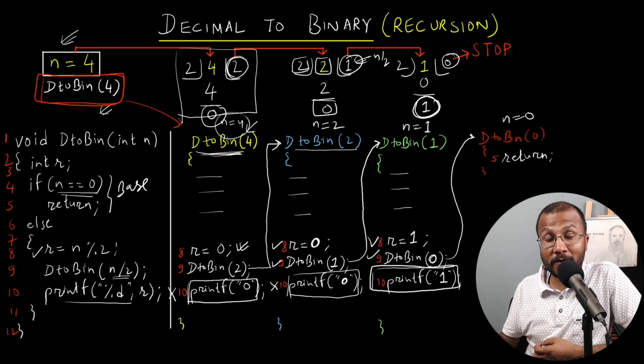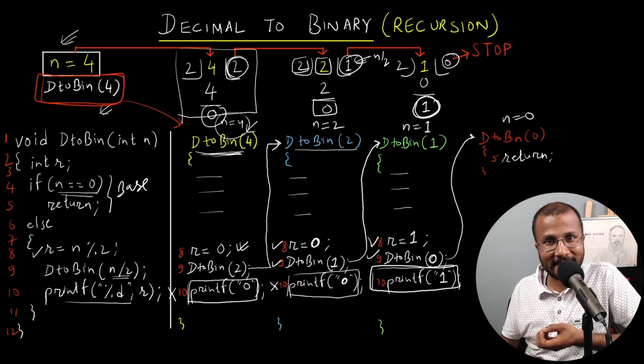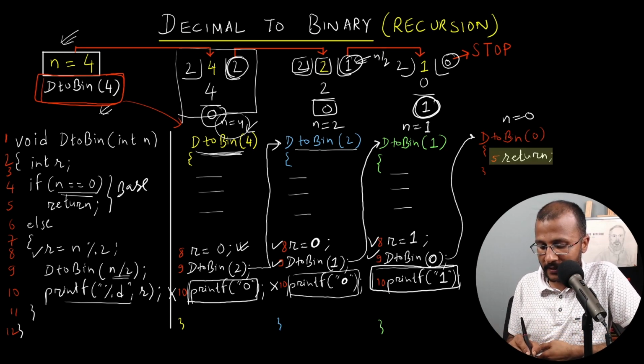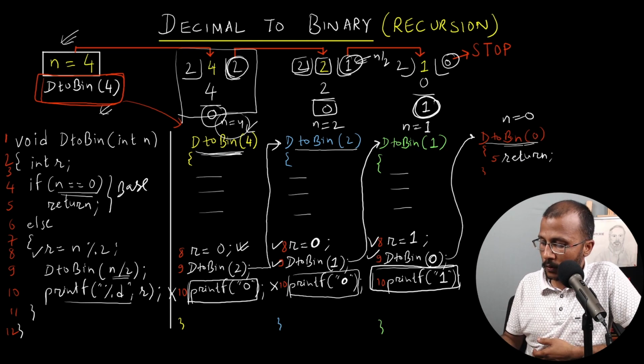So whenever n equals to 0, now it comes to the base case. In the base case, if n is 0, I'll just simply return the control back to the place where it was called. Now, who called this function decimal to binary 0? It was called at line number 9 of decimal to binary 1. So it was called here. The return would be like this. It will return the control back to where it was called.